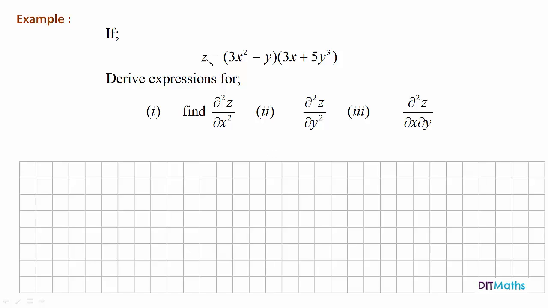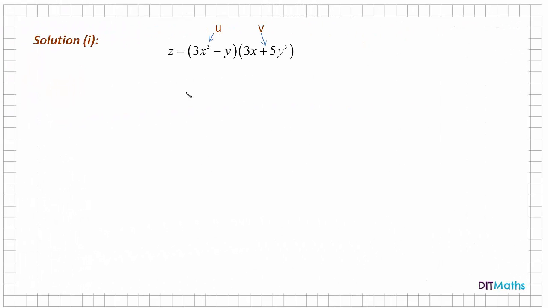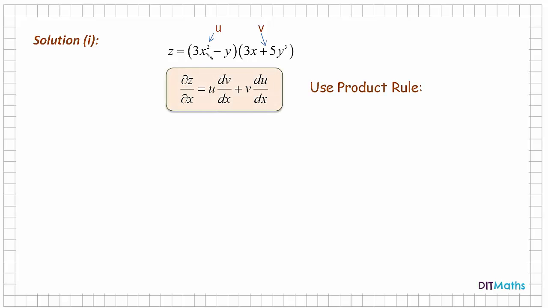Here we are given a function z which is made up of a product of two functions which have two variables x and y, and we're asked to find the second order partial derivative d2z dx squared, d2z dy squared, and also to find d2z dx dy. So to differentiate this function, we use the product rule and we let u equal to 3x squared minus y and v equal to 3x plus 5y cubed.